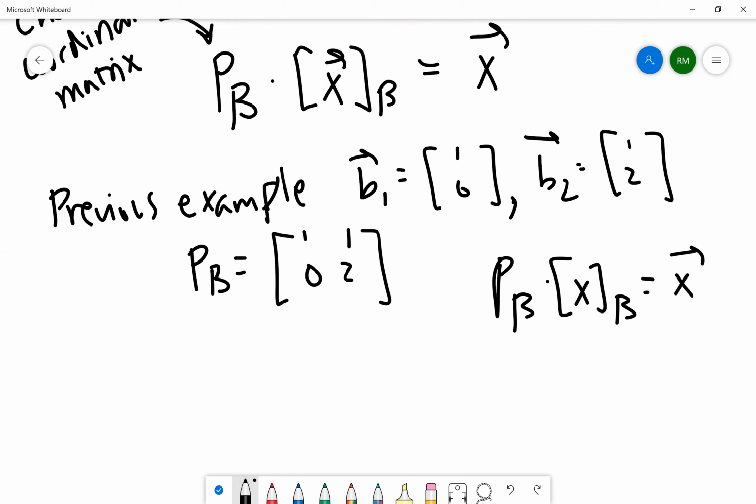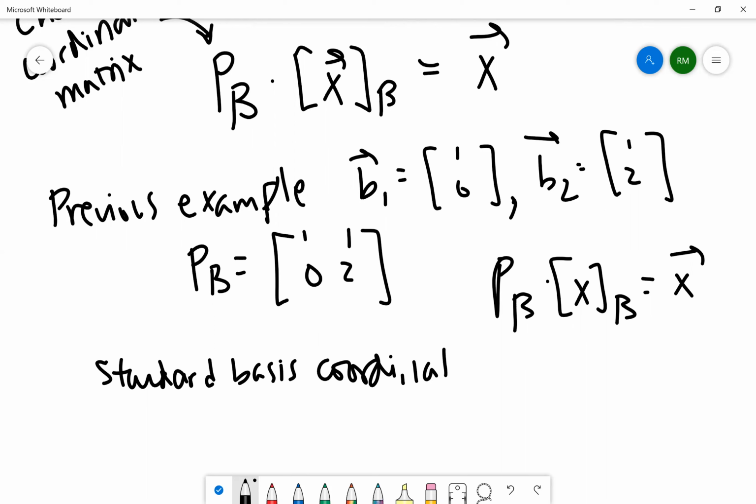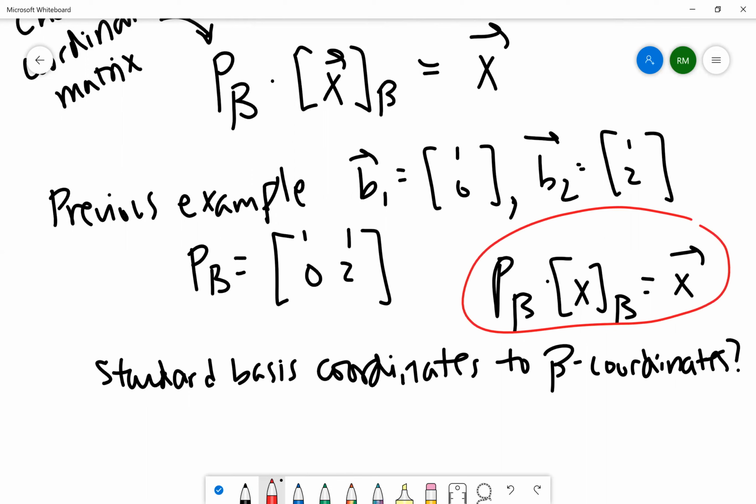How do I go the other way? How do I go from the standard basis coordinates to beta coordinates? How do I go the other direction? I want you to pause the video and think about how I can manipulate this expression to go the other direction. Take my vector in standard coordinates and translate it to beta coordinates.